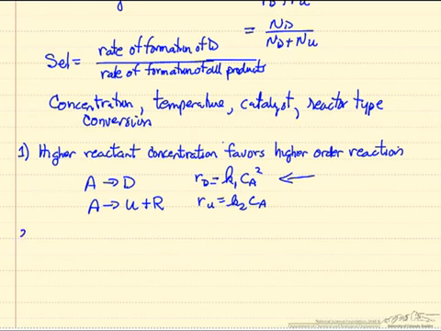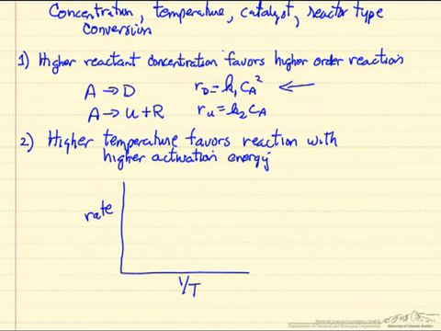We can look likewise at temperature, and a higher temperature will favor the reaction with the higher activation energy. So what does this mean, that we favor the higher activation energy? I'm looking at rate here. Let's make this the log of the rate plotted versus the inverse temperature. High temperature is at this end, which means as we increase the temperature for most reactions, rate constants go up exponentially, and so we would have a straight line representing the log of the rate versus inverse temperature.